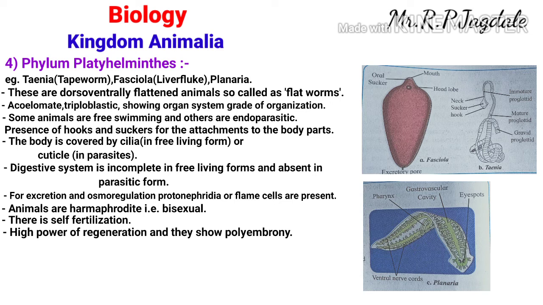Okay, examples of this phylum you can see on your screen. Taenia, that is called the tapeworm, Fasciola hepatica, that is called liver fluke, and planaria. These are the examples of this phylum.